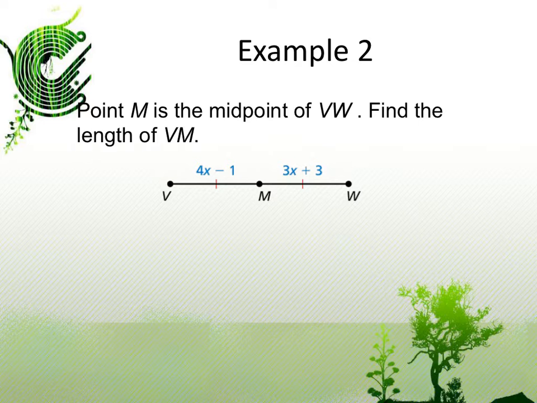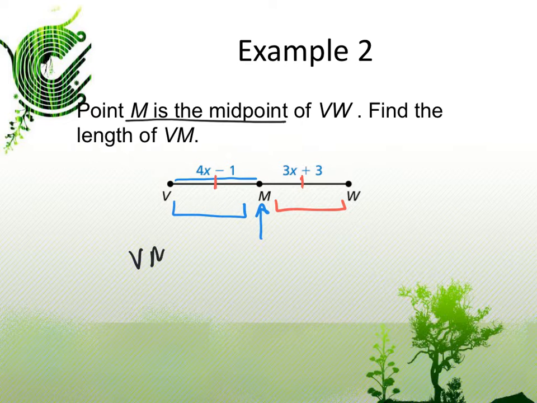Okay, so here they're telling us that M is the midpoint of this segment VW. It wants us to find the length of VM. So VM is right here. Now, as soon as they've told me that M is the midpoint, and they've even added congruency marks for us, that tells me that VM is going to equal MW. So that's the information that I'm going to use. I'm going to use that VM equals MW.